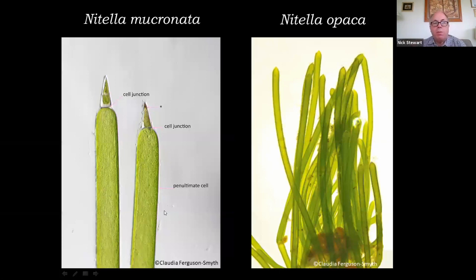So just to show some examples, this is Nitella opaca, which is the most common Nitella, and you can't even see where the divisions are, but you've got this single cell all the way to the tip. Whereas in Nitella mucronata, you've got this cell junction just before the tip, and the actual tip is made up of an extra cell.